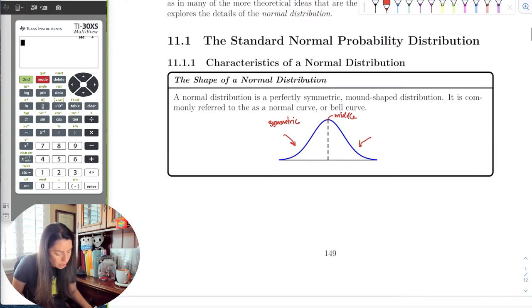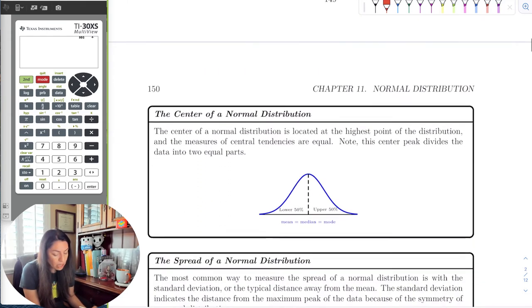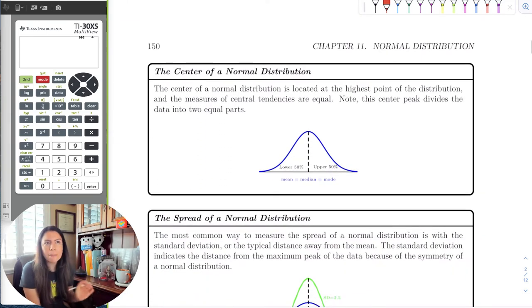Sometimes we say, oh, it's part of the bell curve, right? It's kind of like a little phrase, but really it's the normal distribution. It has a lot to do with data. So then we talk about the center. Why is that middle the peak? Well, that's because of our measures of central tendency: the mean, median, and mode, the measure of center.